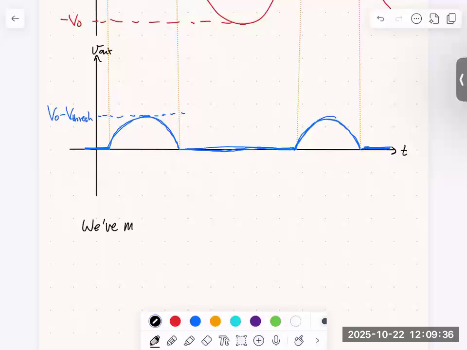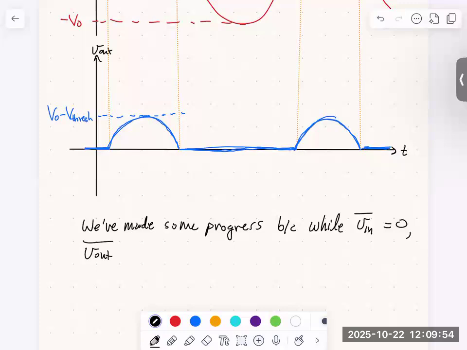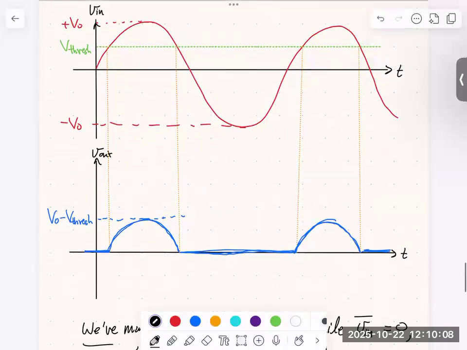So we've made some progress, because while V in averages to 0, V out averages to something that's not 0. It averages to some positive value. Okay, but we want to make some improvements. We want to make something that has an output that at least approximates a constant DC value.